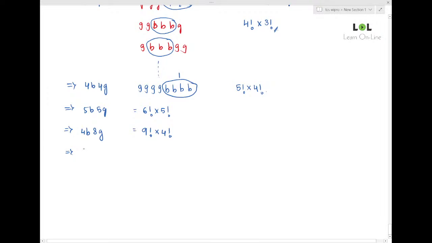Suppose if I take, let's say 7 boys and 3 girls. You tell me, final answer. 7 boys, 3 girls. What should be the answer? 7 boys and 3 girls. Answer. Final question, anybody?